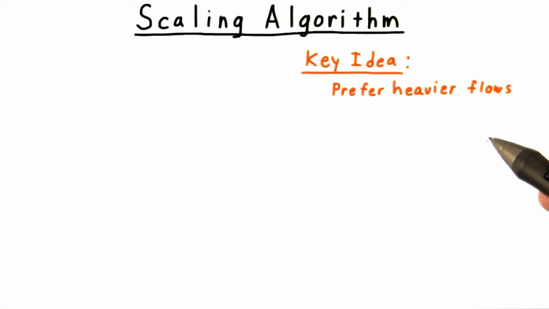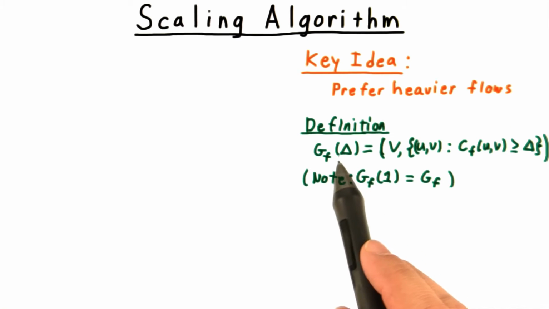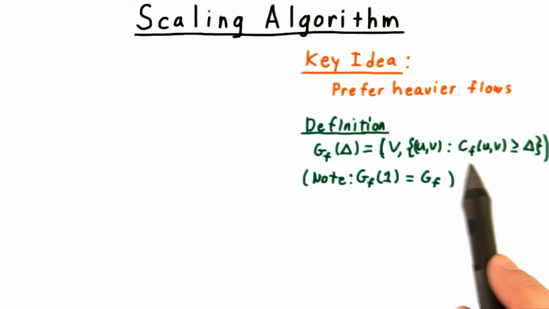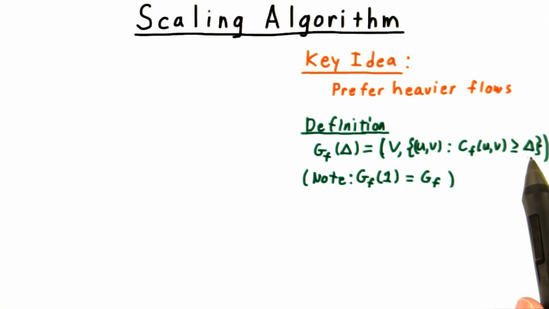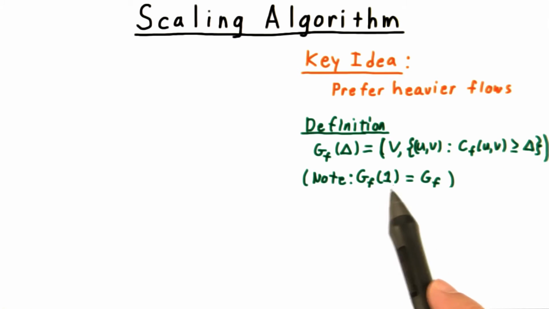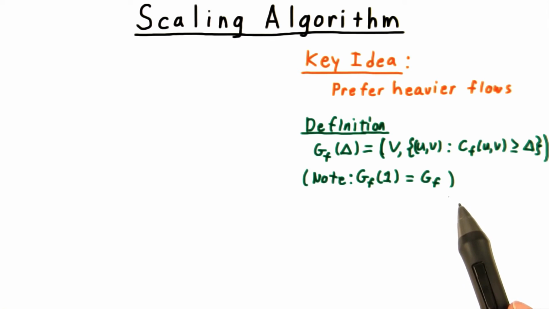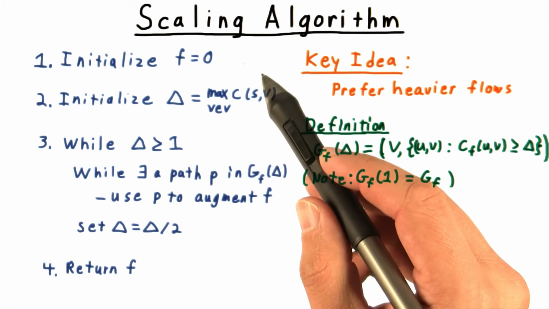But this would be unnecessarily slow. Instead, we fix a schedule of thresholds for the residual capacity and lower the threshold when there are no more augmenting paths in the residual network. We'll start by defining the residual network with threshold delta to include only those edges whose capacity is at least delta. Note that when delta is equal to 1, this is the same as our traditional definition for a residual network. We can state the algorithm as follows.